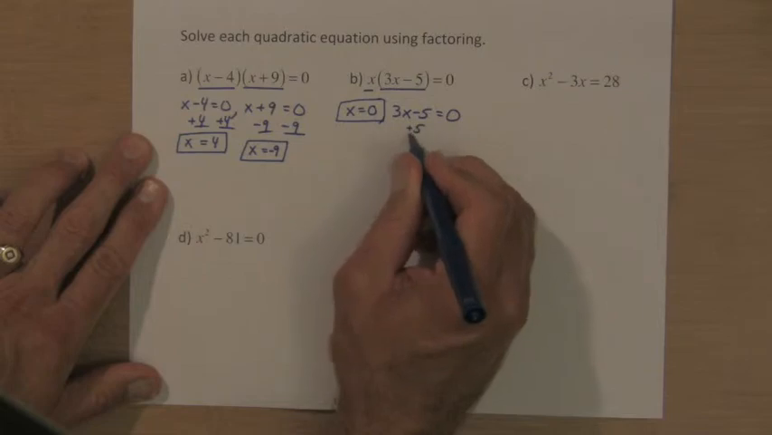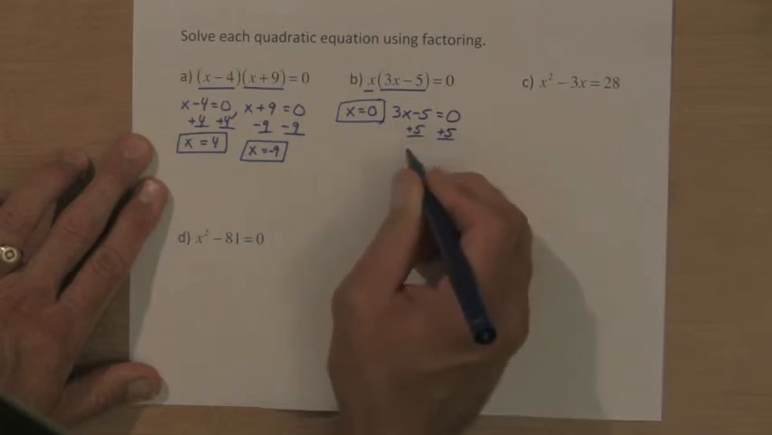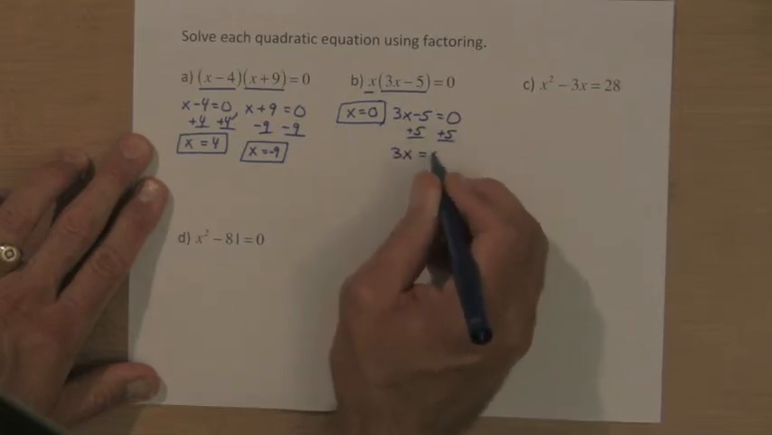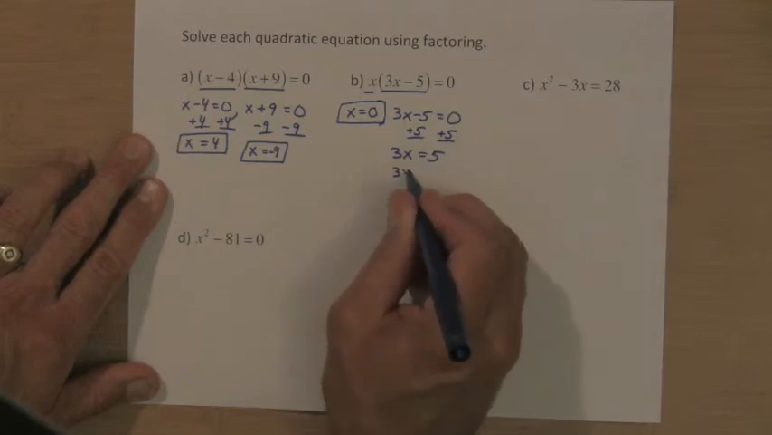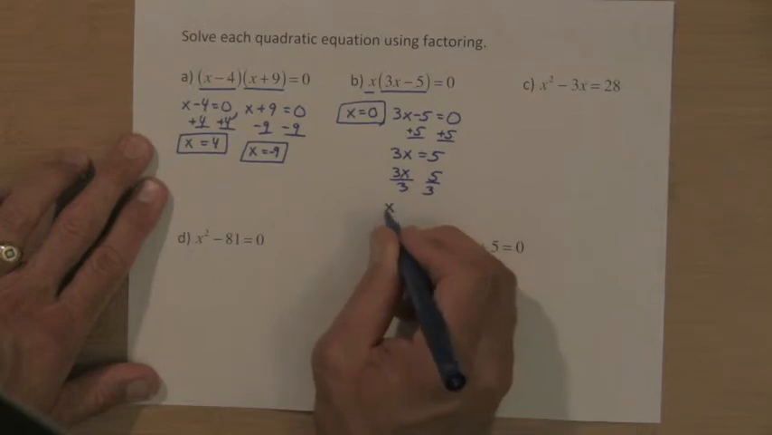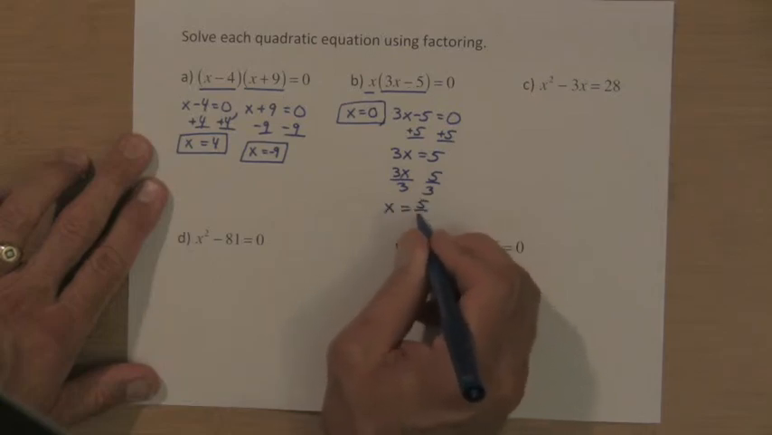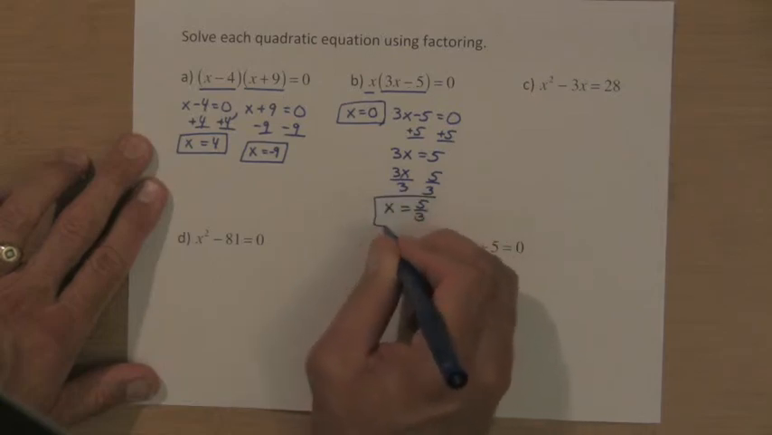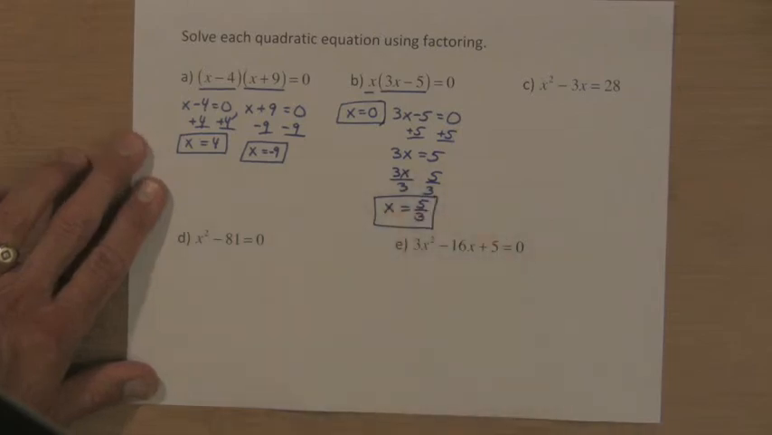The other one I need to solve for x. So I add 5 to both sides. And I get 3x equals 5. If I divide both sides by 3, I get 5/3 for x, so my other solution is x equals 5/3. So 2 solutions for that equation, both 0 and 5/3.